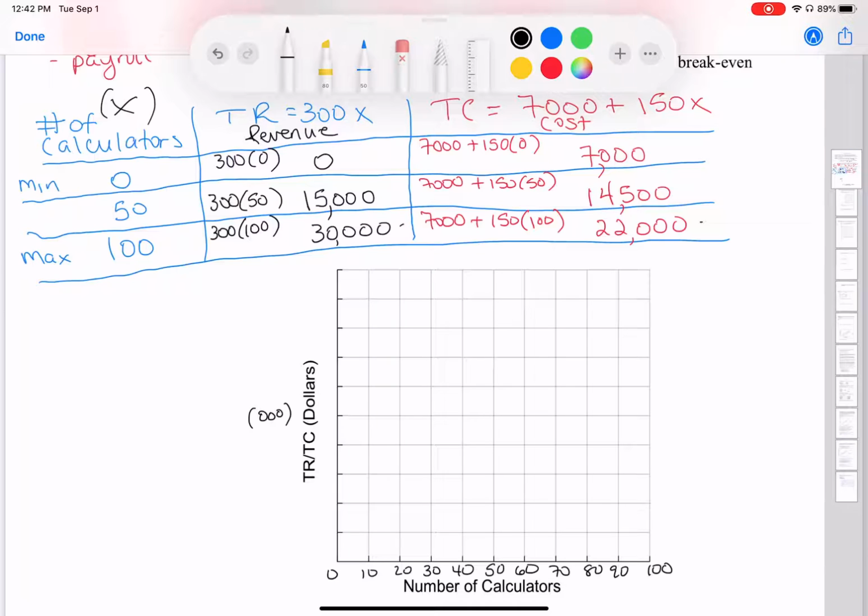So can we count by 5s? 5, 10, 15, 20, 25, 30. Yep. Can we count by 2s? 2, 4, 6, 8, 10, 12, 14, 16, 18, 20. No. Okay, so it looks like we can count by 5s. We could probably count by 3s. 3, 6, 9, 12. I mean, that won't fit either. Okay, so let's count by 5s.